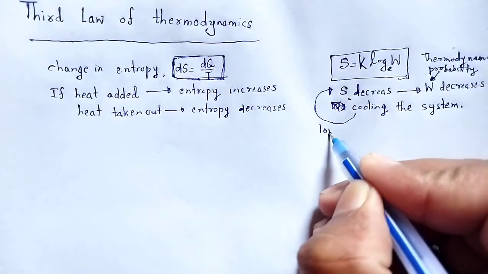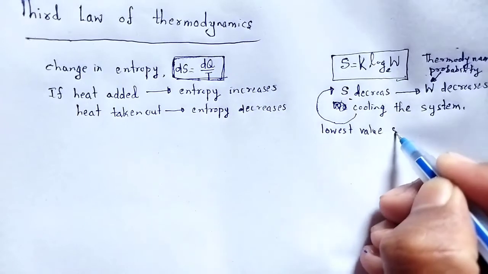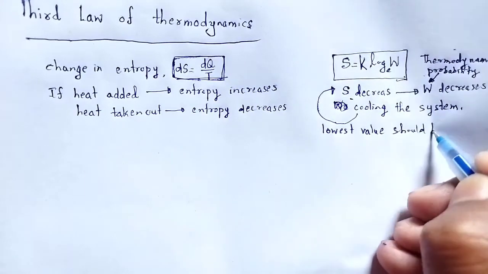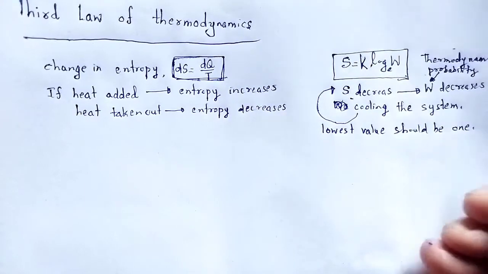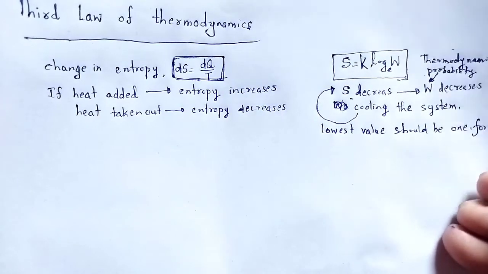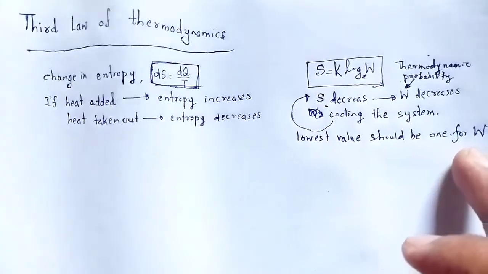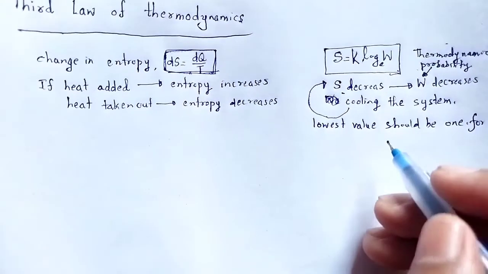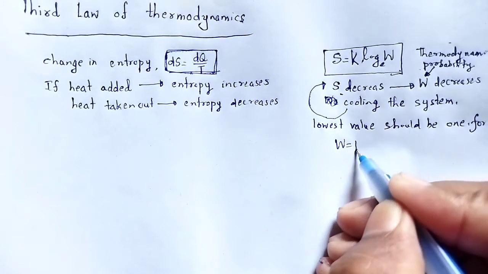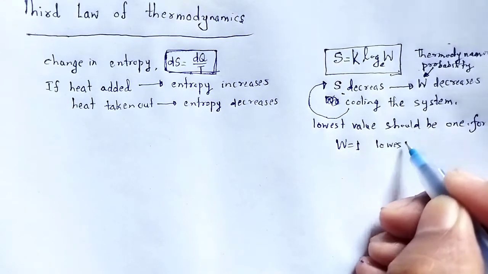So the lowest value should be 1 for W. That means W is equal to 1 at the lowest value.